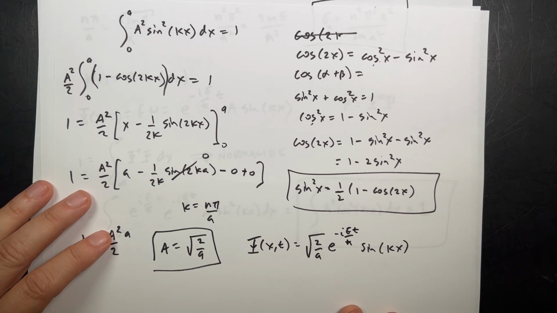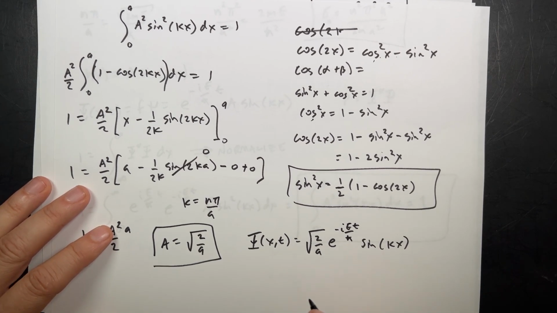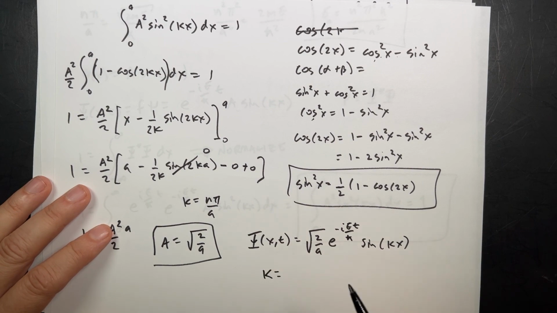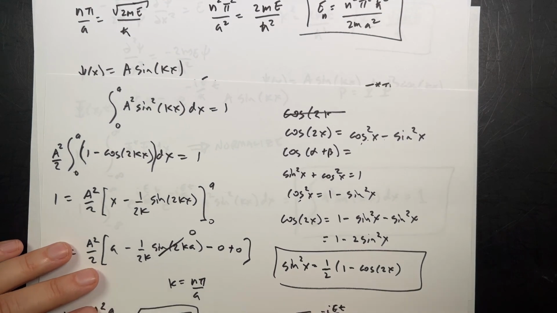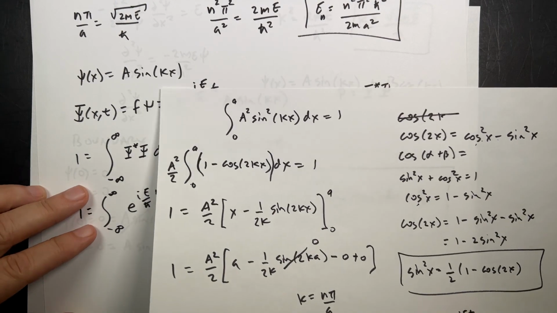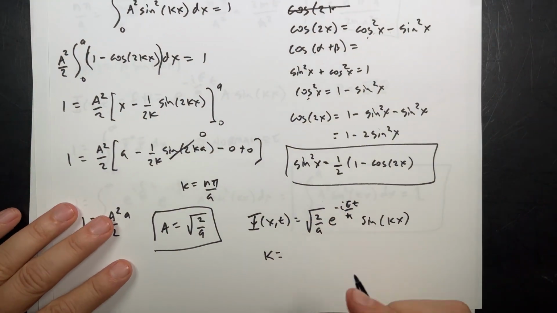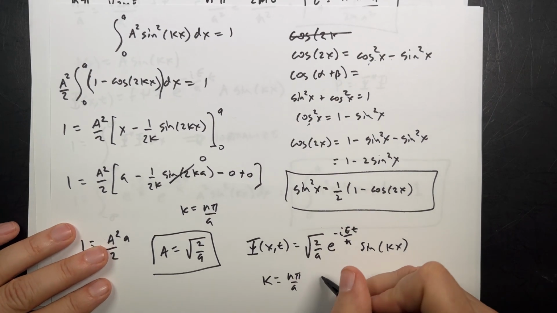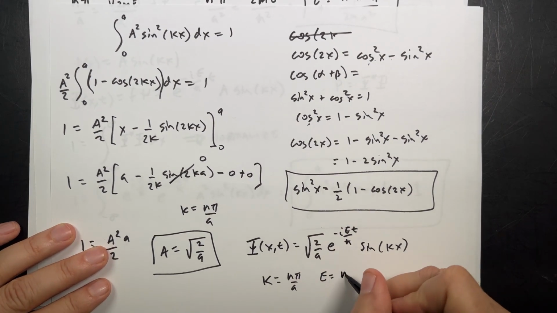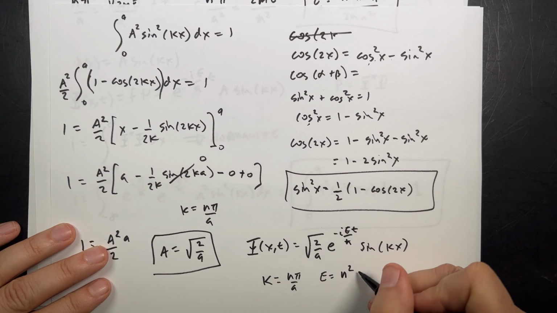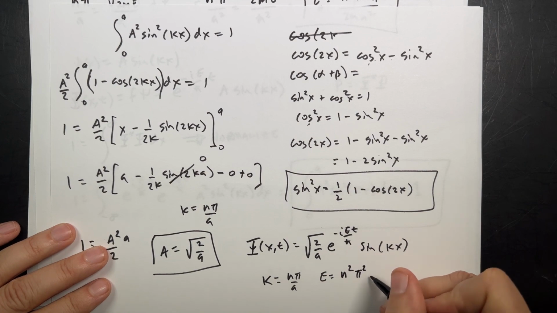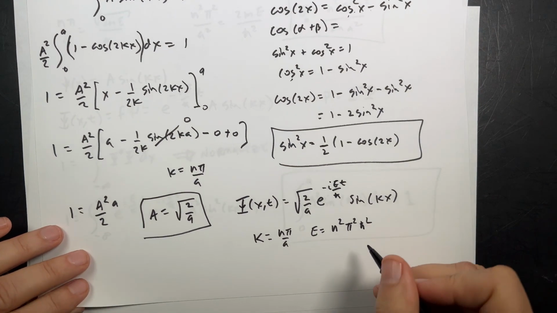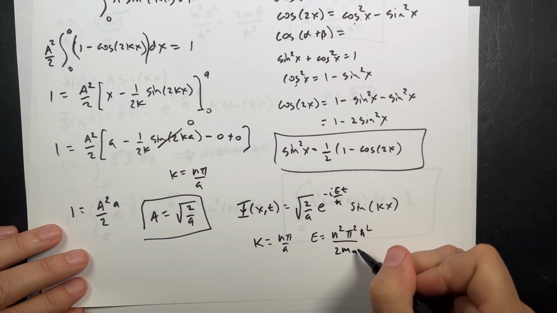where k is equal to n pi over a, and E is n squared pi squared h bar squared over 2ma squared.